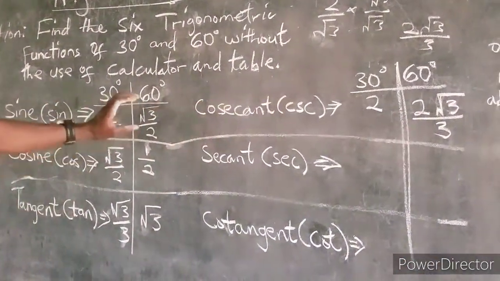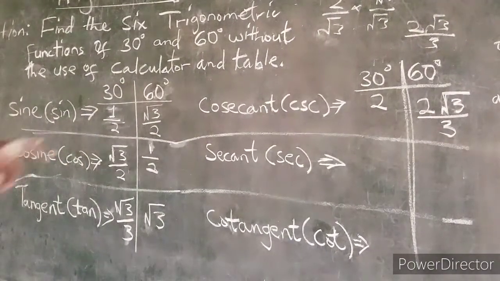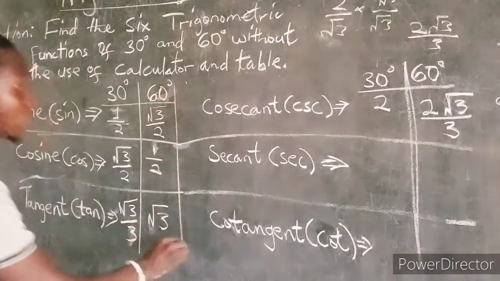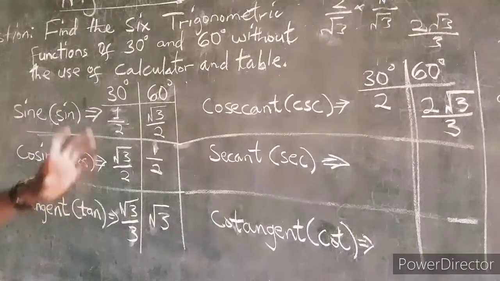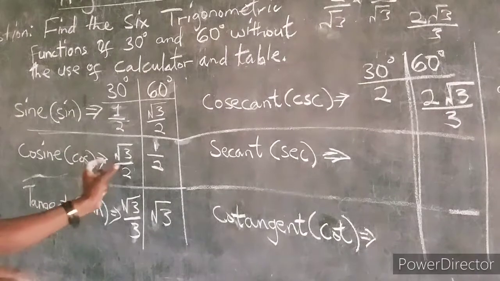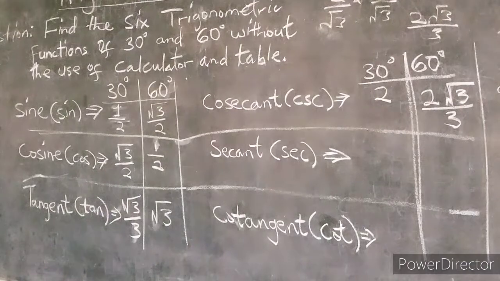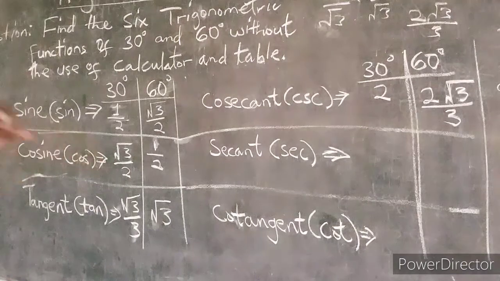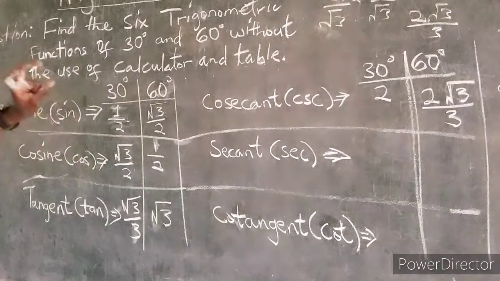So this is the opposite for sine 60 degree. Then we come to secant, knowing that secant is the opposite for cosine. So we say, since cosine 30 degree is equal to the square root of 3 all divided by 2, then this means that secant 30 degree will be the opposite of cosine 30 degree.